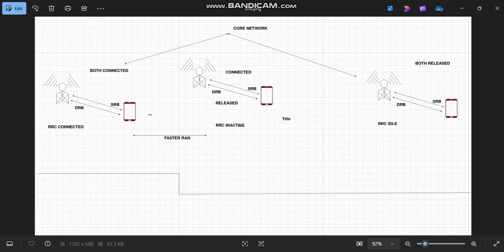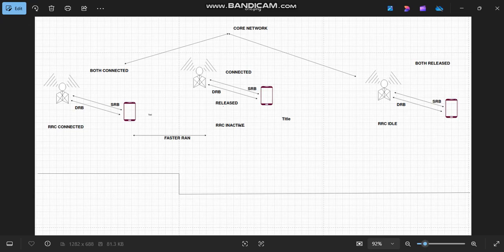And another concept is RRC idle, where the base station and the UE are not connected. It means both the data radio bearers and the signaling radio bearers are released. So this depicts the RRC idle state. It means the phone and the base station are not connected at all. Both are released. So here the concept lies like this.